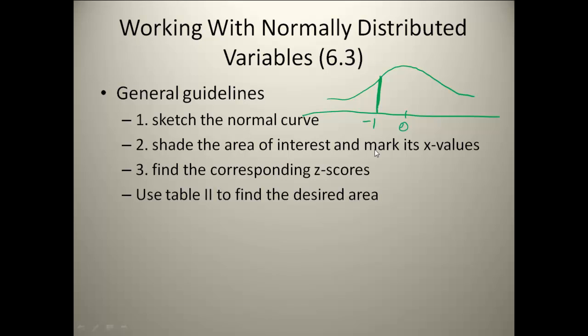Then it says part 2, shade the area of interest and mark its x values. Well, now depending on what the question asks, it might want to know what's the percent that lie below this, so then I would be shading the area to the left here. It might want to know what's the percent that lies above this, so I might shade to the right. It might want to know what percent lies between two particular values, so then I would shade in between. And then we can mark the x values.